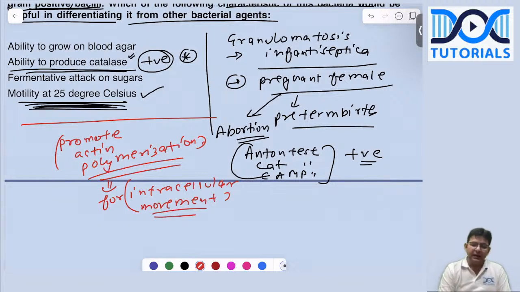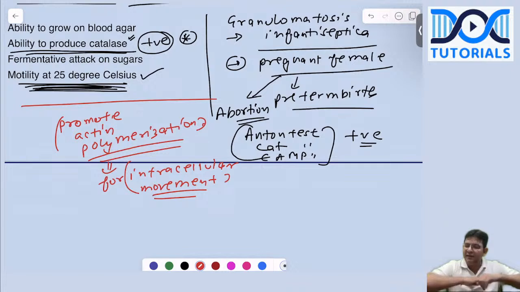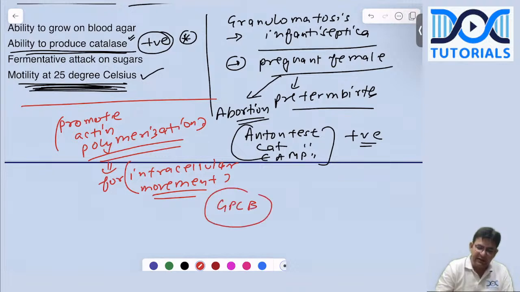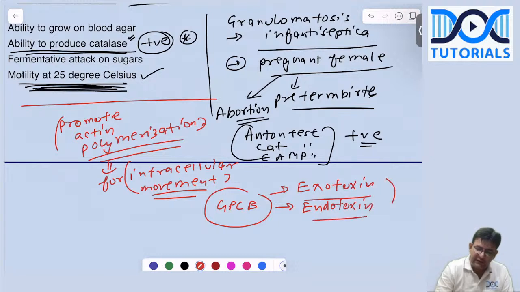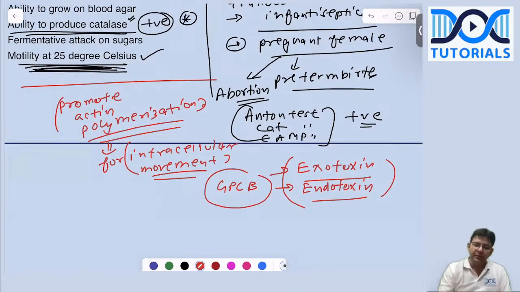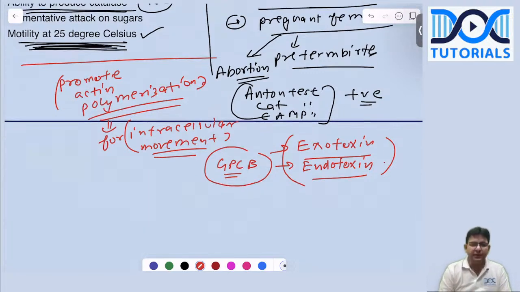And Nirday Billa has good knowledge about Listeria. He is telling that it's a gram-positive coccobacillus, and he is very right that it secretes exotoxin, but this is the gram-positive coccobacillus which also secretes endotoxin. Is it fine? So unlike other gram-positives, the one which secretes endotoxin is Listeria. That is to be remembered.